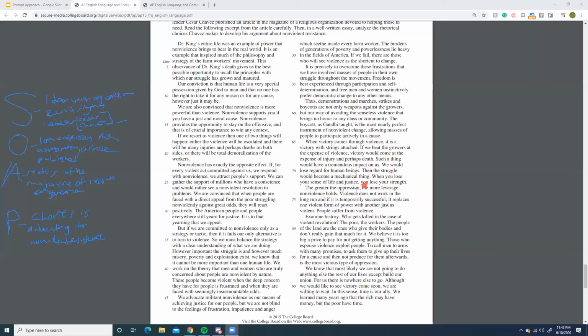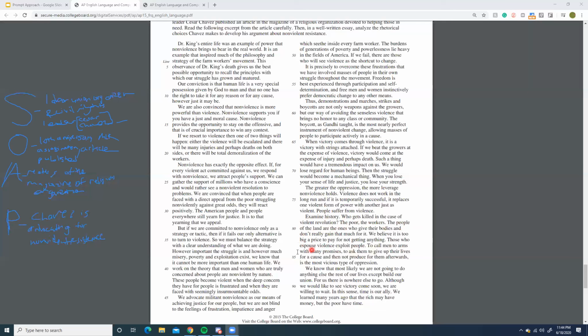The greater the oppression, the more leverage nonviolence holds. Violence does not work in the long run, and if it is temporarily successful, it replaces one violent form of power with another, just as violent. People suffer from violence. Examine history. Who gets killed in the case of violent revolution? The poor, the workers. The people of the land are the ones who give their bodies and don't really gain that much for it. We believe it is too big a price to pay for not getting anything.